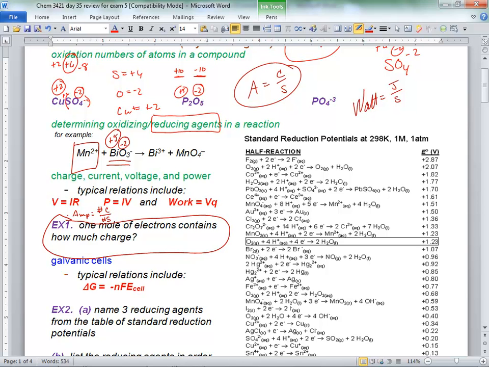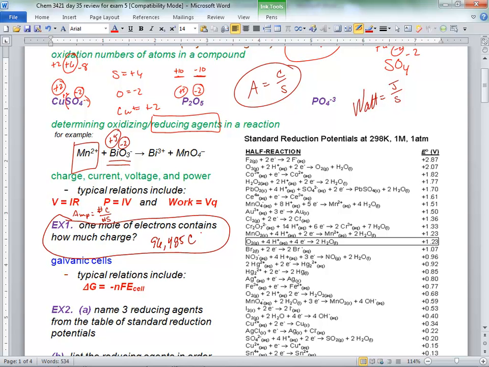How much charge is that? Yeah, 1 mole of electrons. What's the unit of charge? Coulombs. So you better give me a number for coulombs. 96,485. Well, 9.6485 times 10 to the fourth, the same thing. Yep. 96,485 coulombs. Galvanic cells. Typical relations include.